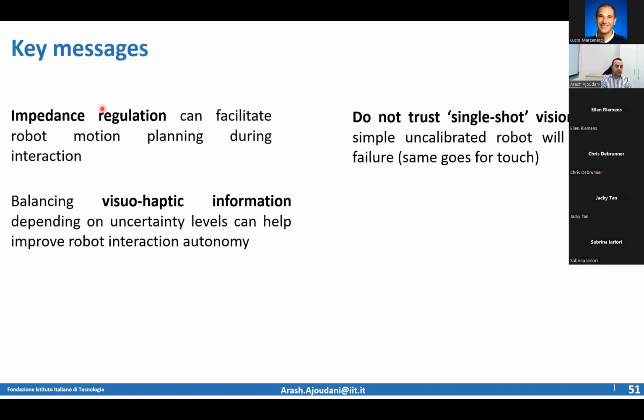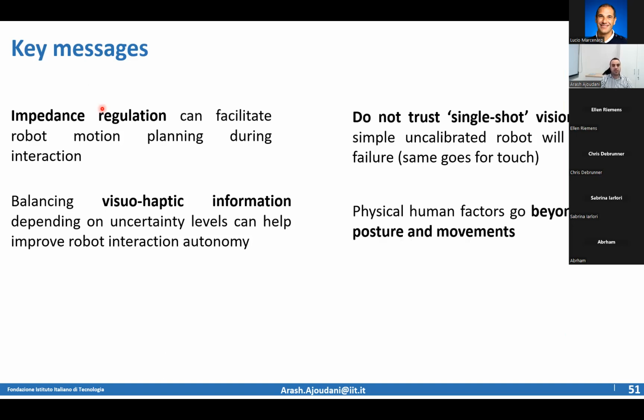As I was mentioning, it's quite important to balance visuo-haptic information to get the best of each, relying on the uncertainty levels that we have from either one of them, and how much confidence we have in the sensors and the data that we receive from each one.